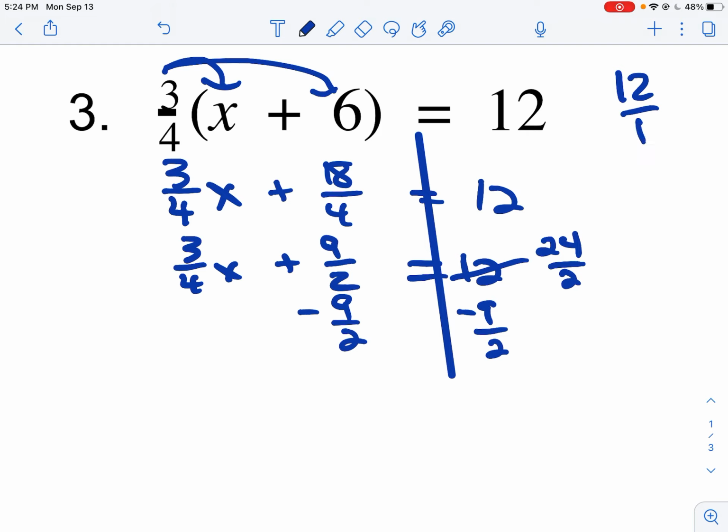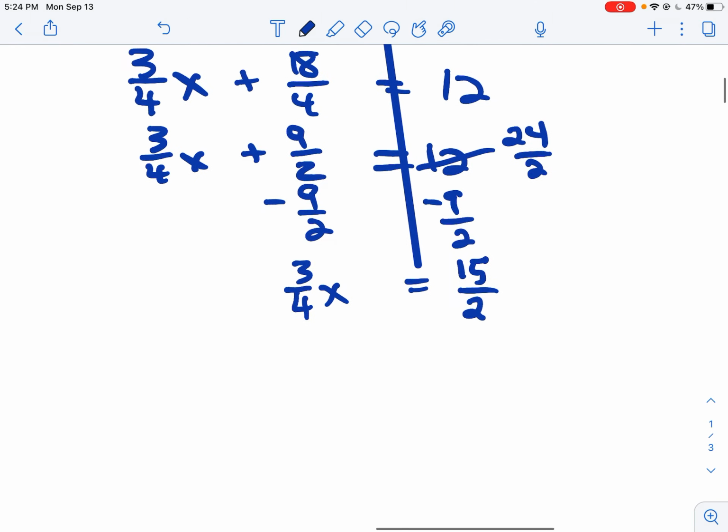Some of you are going to say, well, how did you get that? Well, I want this to have a 2 on the denominator. So if it's going to have a 2 on the denominator, I have to multiply the numerator also by 2. So that would get me my 24 over 2. So 3/4 x equals 24 minus 9, which is going to get me 15 over 2.